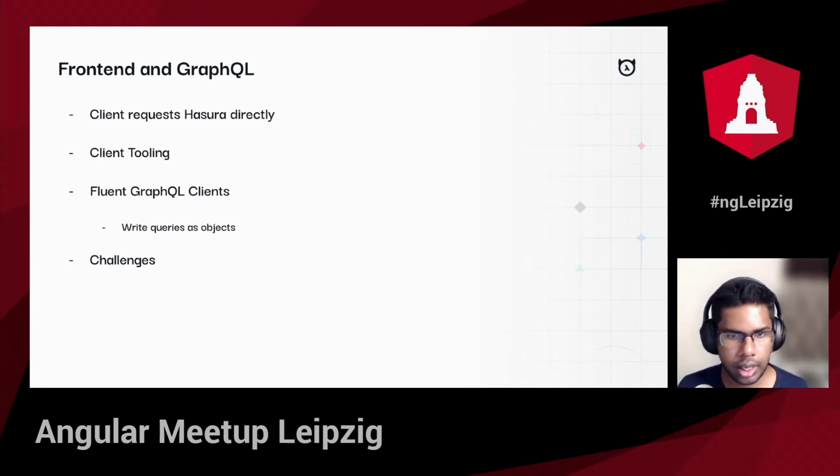There are also fluent GraphQL clients, which let you write queries as objects. These clients are available in React, but I've not seen them in the Angular space yet. And I wish to see them because it lets you write what data you want as objects, and then the GraphQL query is automatically generated for you in the background instead of you writing the GraphQL query by hand, right? So that's going to be an interesting space to watch out for.